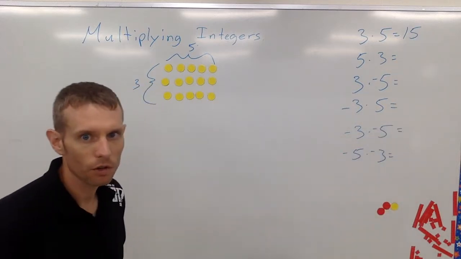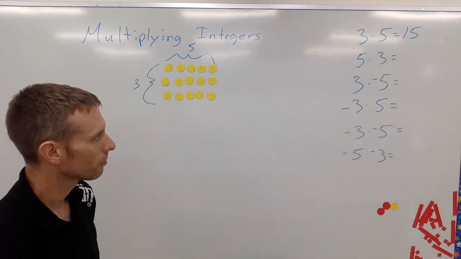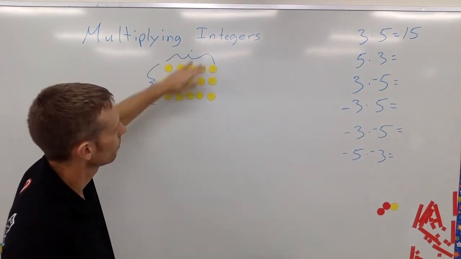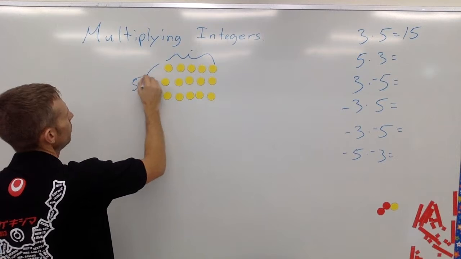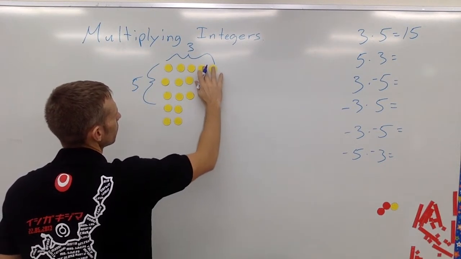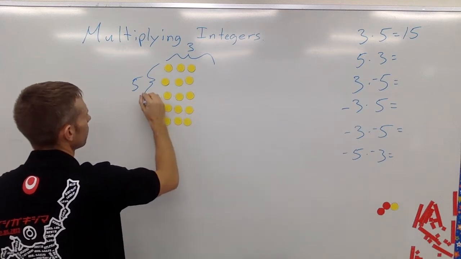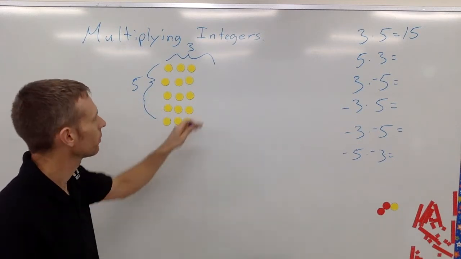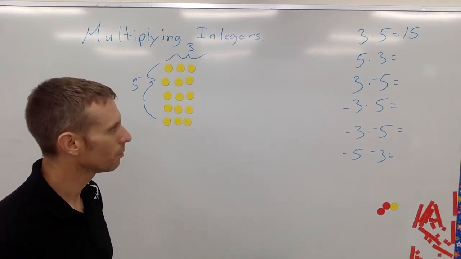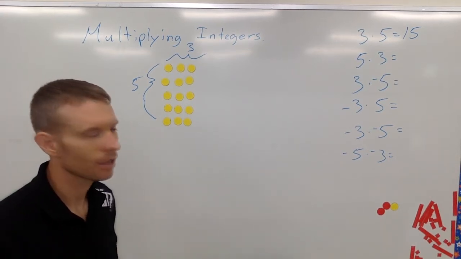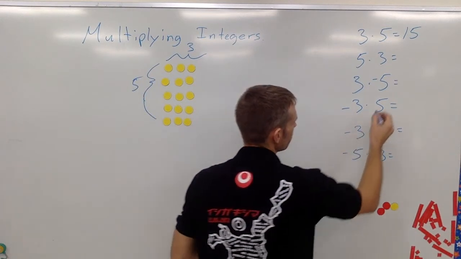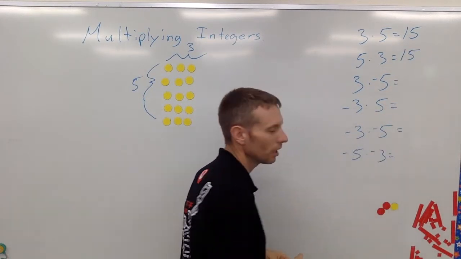15. And of course we know that the next one, 5 groups of 3, is going to be also positive 15. And we could show that like this if we wanted to. 5 groups of 3. Okay, we already knew that because that's the commutative property of multiplication, that 3 times 5 and 5 times 3 will give us the same answer, okay?